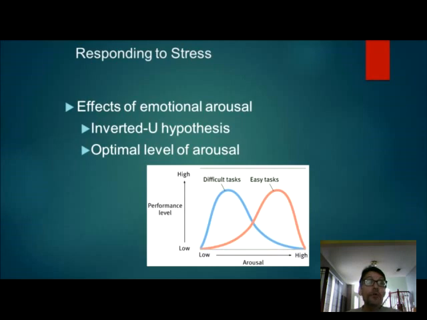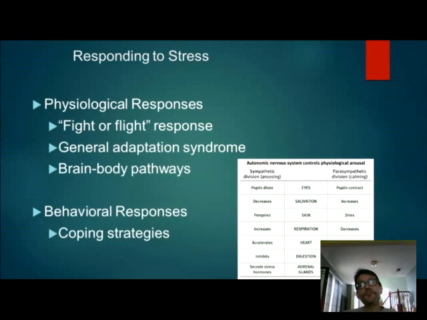But we find a different relationship if it's an easy task, right? So we find that stress actually makes easy tasks better, or you perform better on an easy task with more stress. It's kind of a neat little function there. Well, when we respond to stress, there's a lot of different responses that we have, and we're going to talk about these physiological responses. We'll talk about 3 different physiological responses that the body gives in response to stress, and then the behavioral responses or coping strategies is, again, kind of what the next topic is all about.